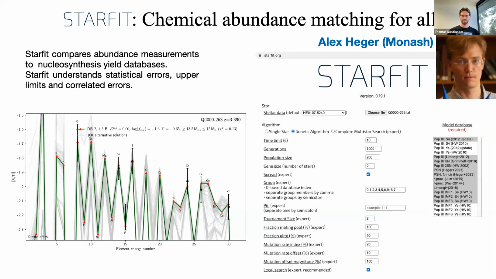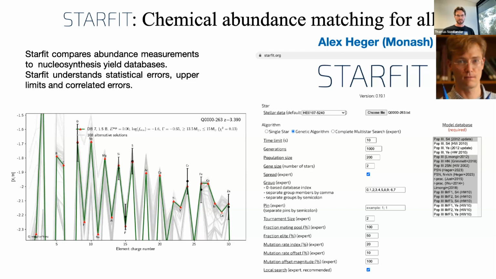And then finally, the thing that brings all this together, the glue of first stars, is StarFit, the code that is being developed by Alex Hager, which can take your measured abundances from whatever you want, a star, a quasar, anything, and it compares that to nucleosynthesis yield databases. So StarFit takes a lot of the thinking out of the equation. You don't have to understand how to treat your errors. You can put in your statistical errors like anyone would do, but also upper limits, correlated errors, and you can fit multiple databases at the same time. You can even combine databases.